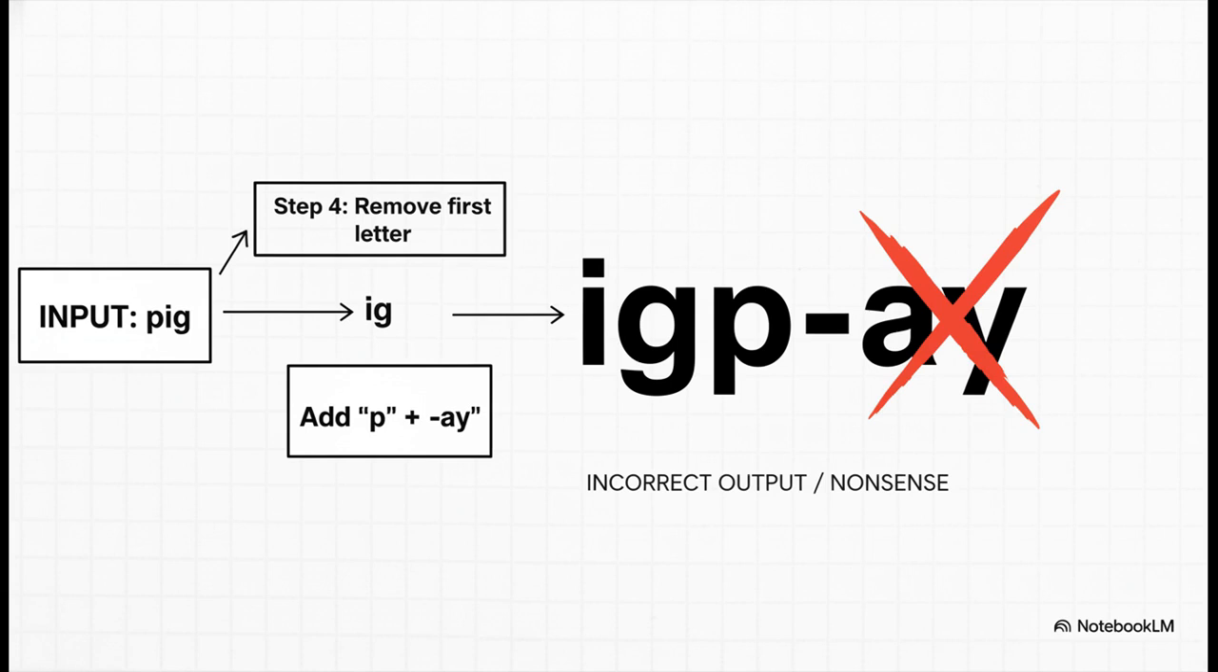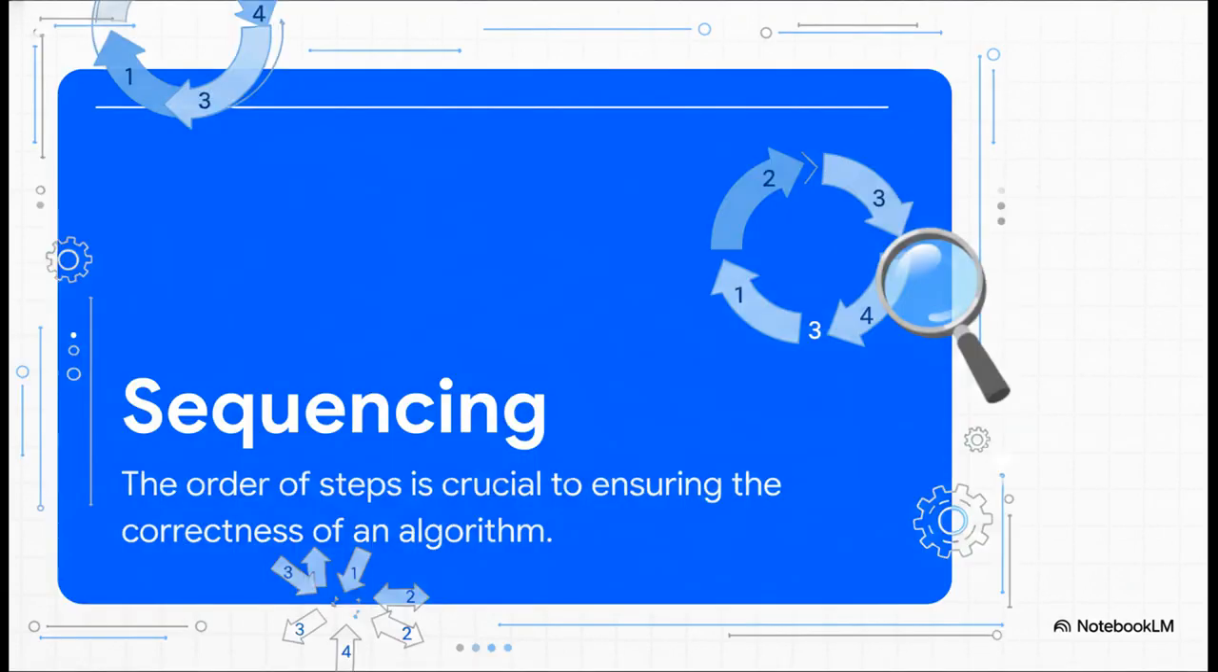Latin. It's just gibberish. And that right there, that's a perfect illustration of our first building block, sequencing. The specific order of the steps is absolutely critical. It's kind of like how you can't frost a cake before you bake it. Get the sequence wrong, and the whole process just completely falls apart.